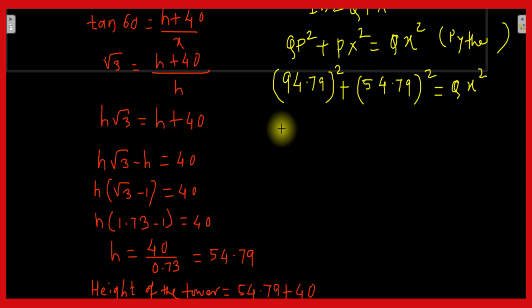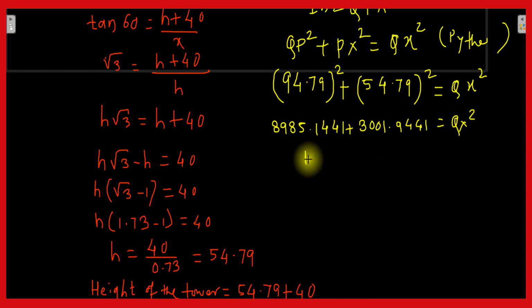So the square of this will be 8985.1441 plus the square of this will be 3001.9441, that is equal to qx square. And if you add these two, you will get it as 11,987.0882, that is equal to qx square.